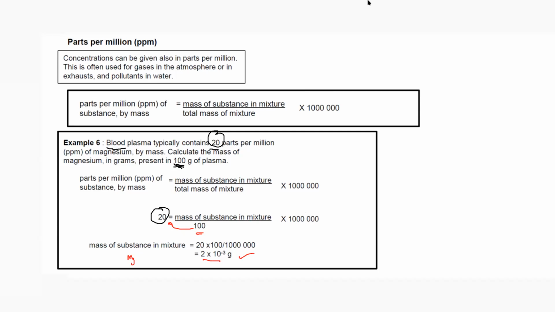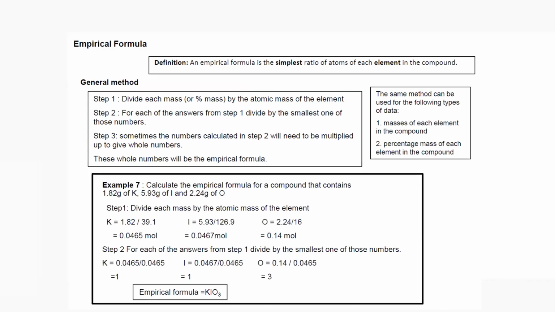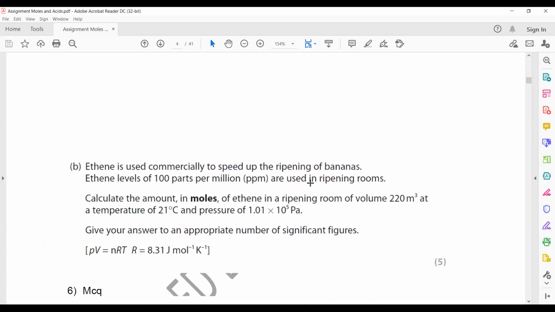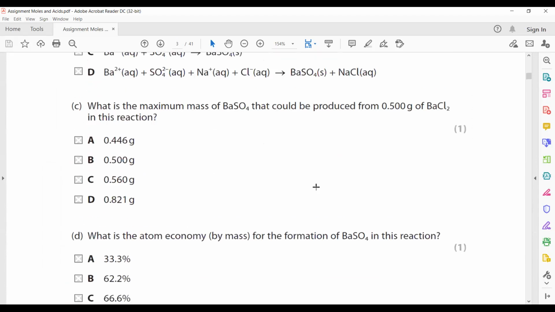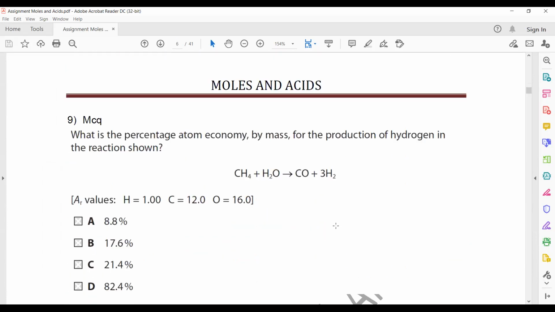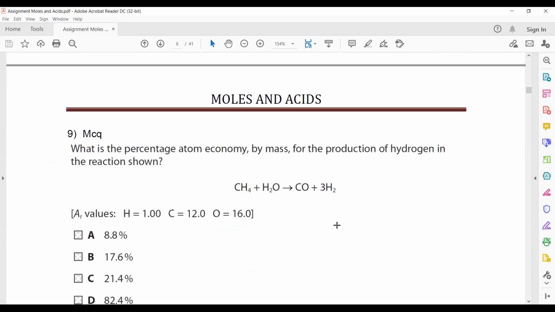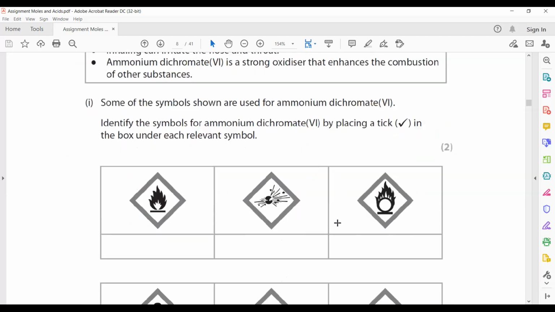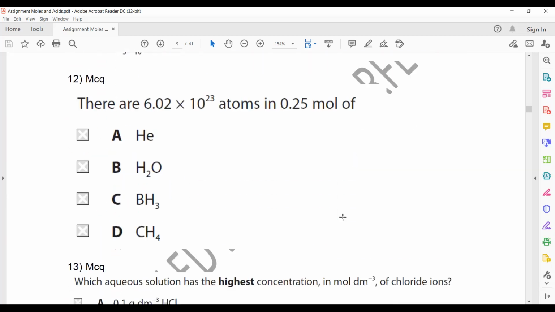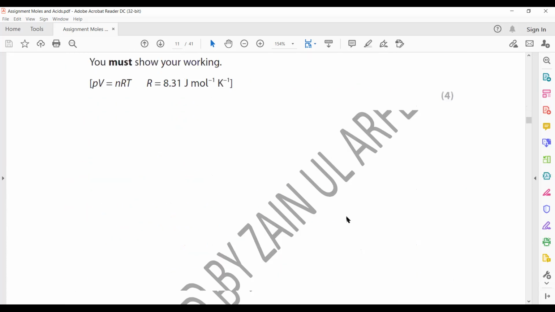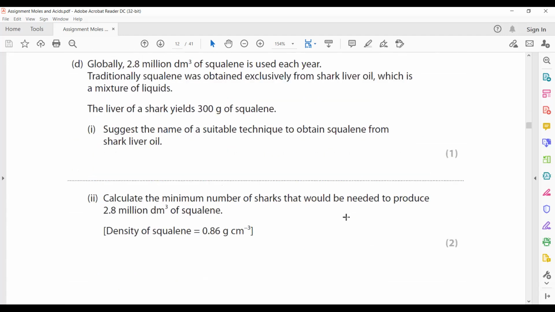So the formula for getting a concentration in ppm is mass of solute over mass of solvent into 1 million, or it can be the other way around, volume of solute divided by volume of solvent into 1 million. So we'll do some questions now related to parts per million, like concentration. Normally you will find in MCQs the questions are there related to parts per million.